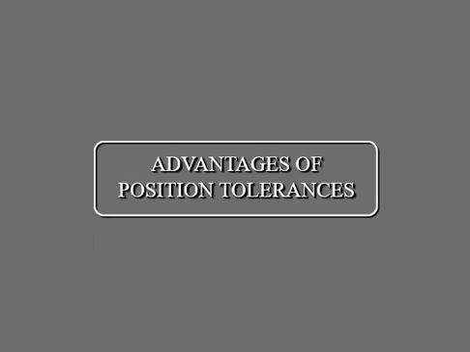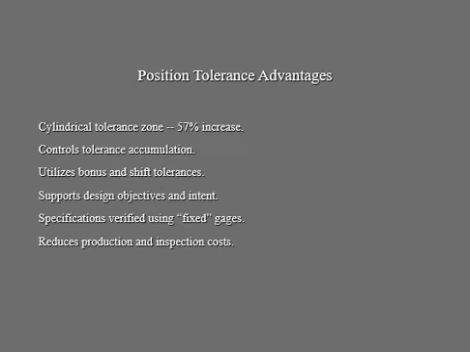All right, now let's get into the advantages of your position tolerance. By doing position tolerancing, what do we get? Number one, you have a bigger tolerance zone. We can go all the way up to a 57% increase, and that will take care of the maximum error. And then you have control of tolerance accumulation. That's pretty good, because we need the tolerance to give space for error, human error or machining error. And we're going to utilize our bonus and shift tolerances to compensate for the errors, supporting the design objective and intent.